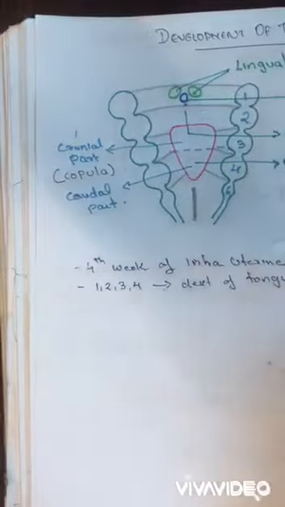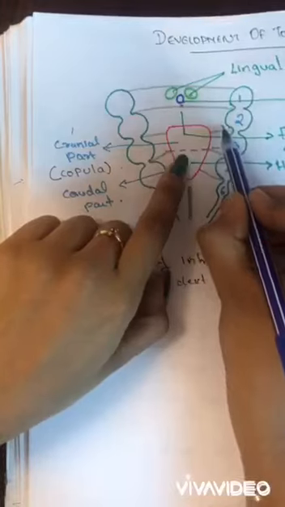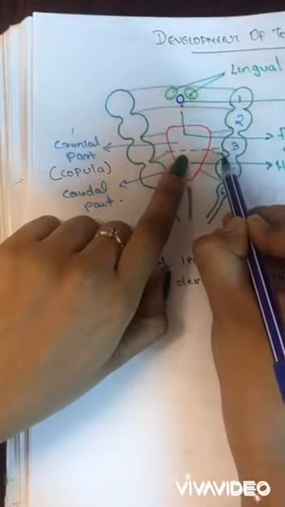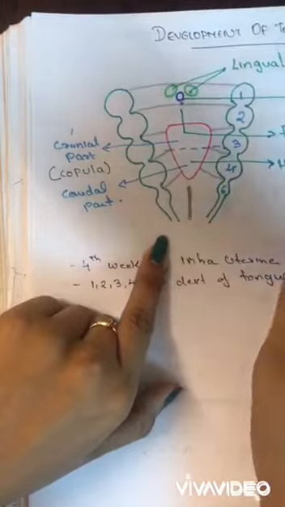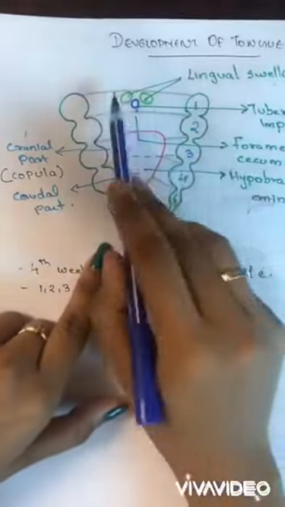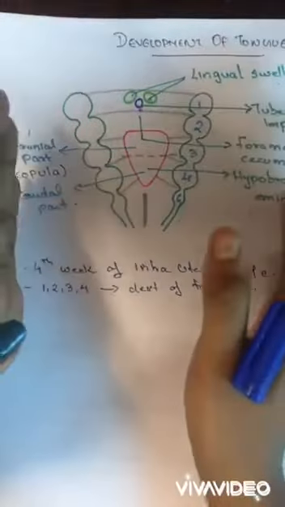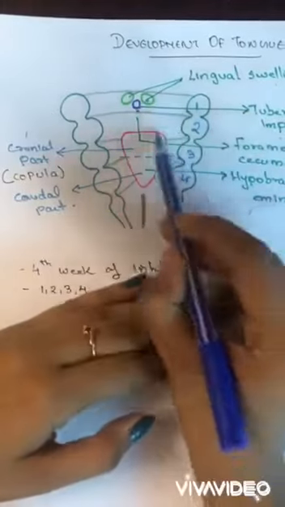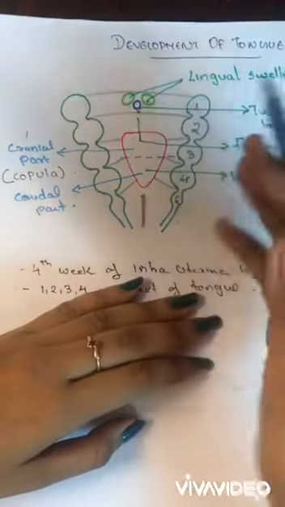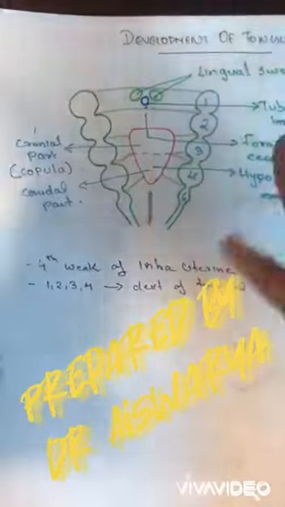So, from the diagram, it is clear that the cranial part is constituted by the second and third pharyngeal arch, while the caudal part is from the fourth pharyngeal arch. So, this is the diagram of the pharyngeal arches, and from these swellings, that is from the lingual swelling, tuberculum impar, and from the hypobronchial eminence, the further development of tongue takes place. So let us see how this takes place.